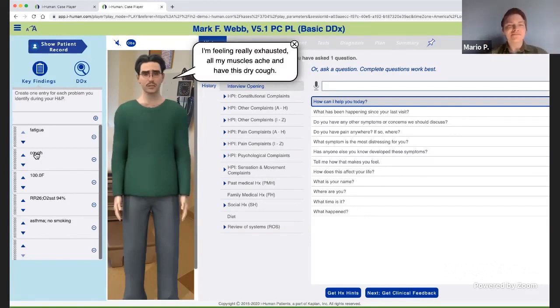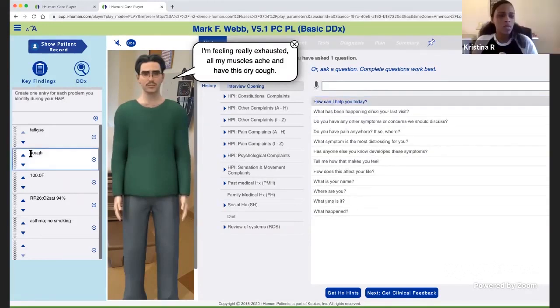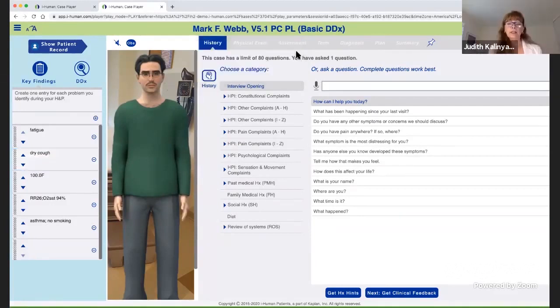When did his symptoms start? What symptom do you want to talk about? His dry cough. Okay. Do we want to write down anything else on the key finding list? I think also muscle aches. Add body aches to that.